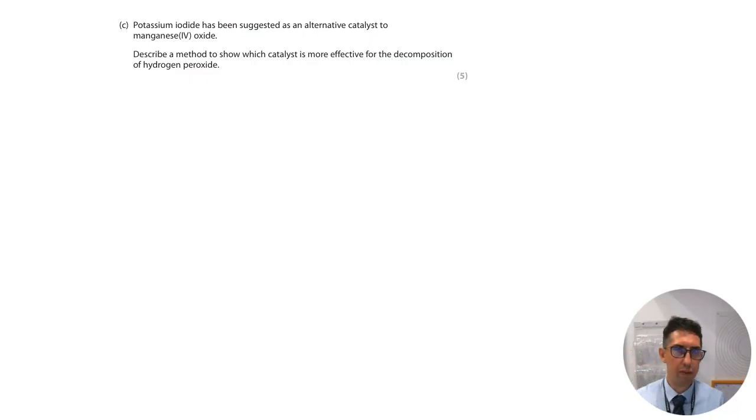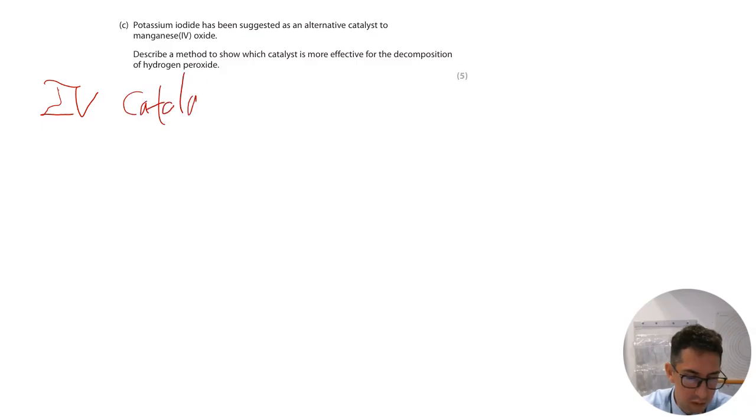Okay, so this one we've got potassium iodide has been suggested as an alternative catalyst, and we are asked to describe a method to show how it's an alternative catalyst. So the main concept about this is basically basic experimental procedure. You're changing one thing, so our independent variable is the type of catalyst. So we've already done the experiments with the first catalyst, now we're changing it for this new catalyst. So most of the marks here are going to be just for keeping everything the same. So it's about all the control variables.